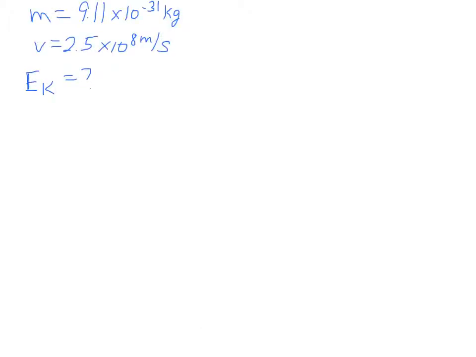The third question is talking about an electron. It gave us the mass and it gave us the speed. In this case we want the kinetic energy. We know that our formula is going to be EK is going to be half times mass times our velocity or speed squared. What we can do here is plug in our numbers. We know we have half. Our mass is 9.11 times 10 to the negative 31.